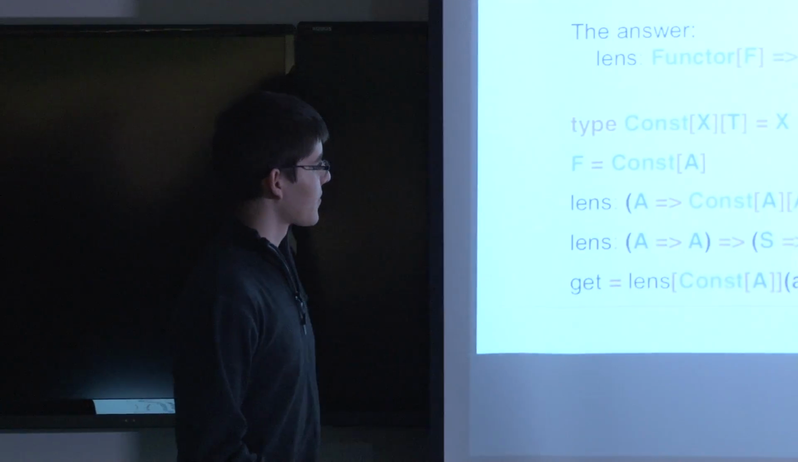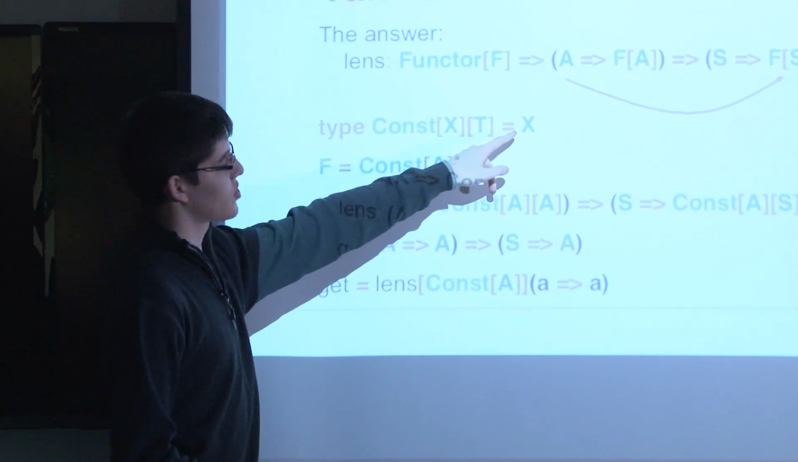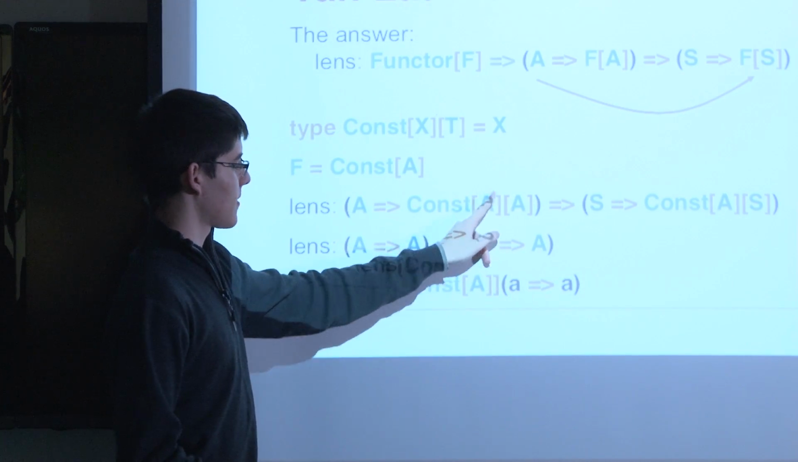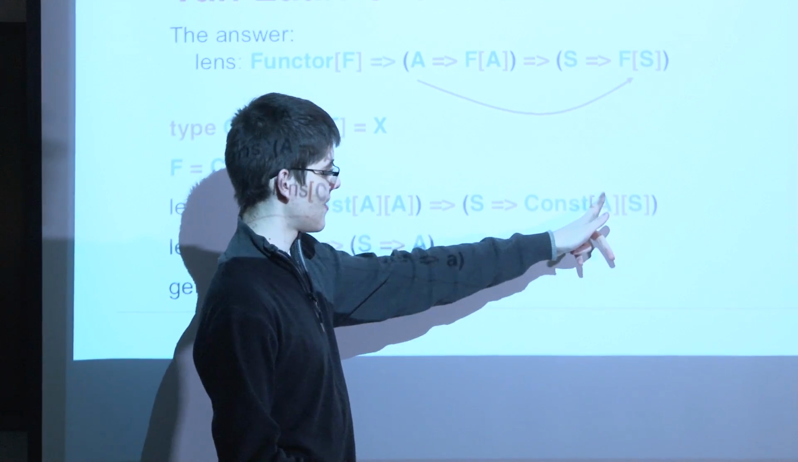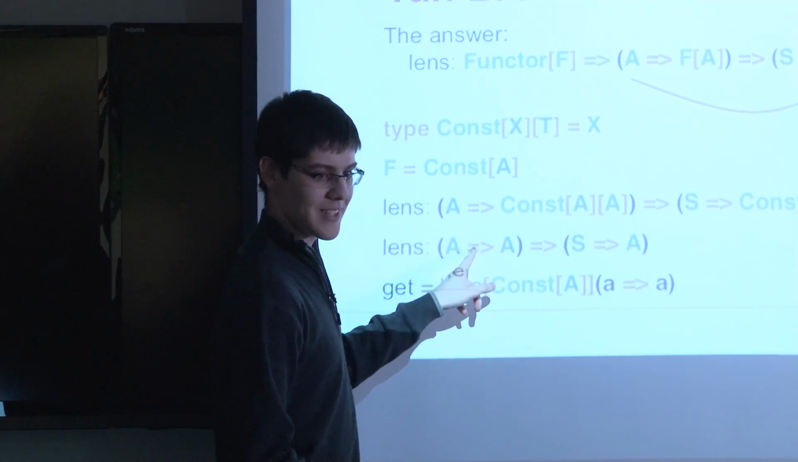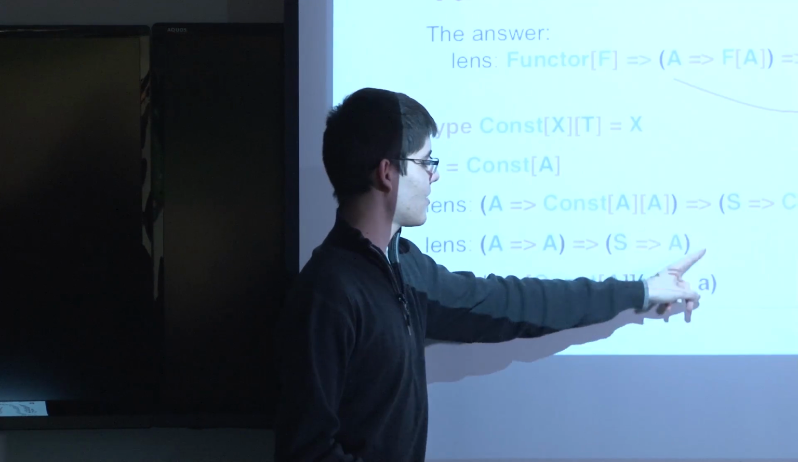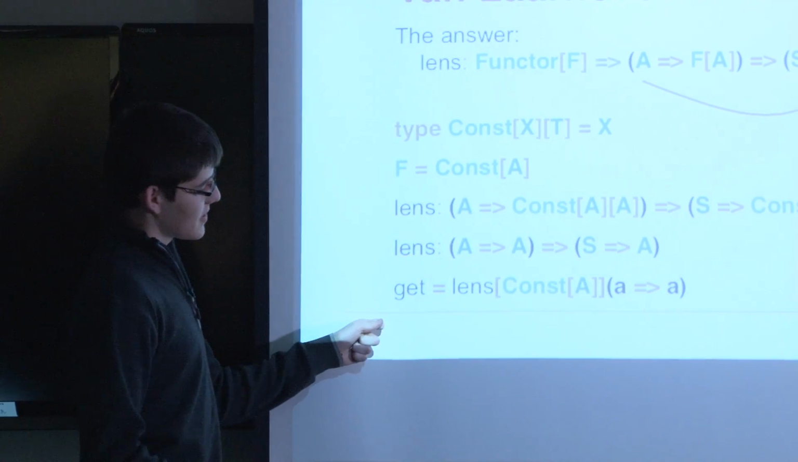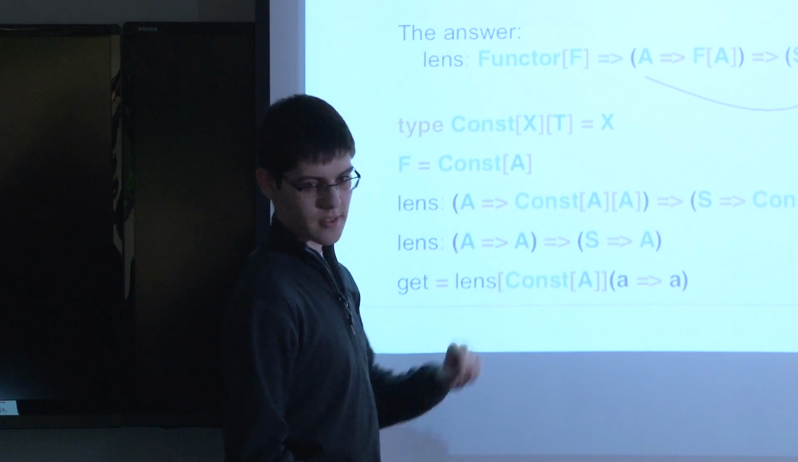All right, so we can substitute it further. Remember, constant of x and t is just the first type. So constant of a and a is just the first a. And constant of a and s is just an a. Now we got an s to an a, and this we don't need. We'll just put the identity function here. Just get rid of this. And now we got our s to a function. So get is just a lens with a functor as constant of a, and with the identity function. That's all.